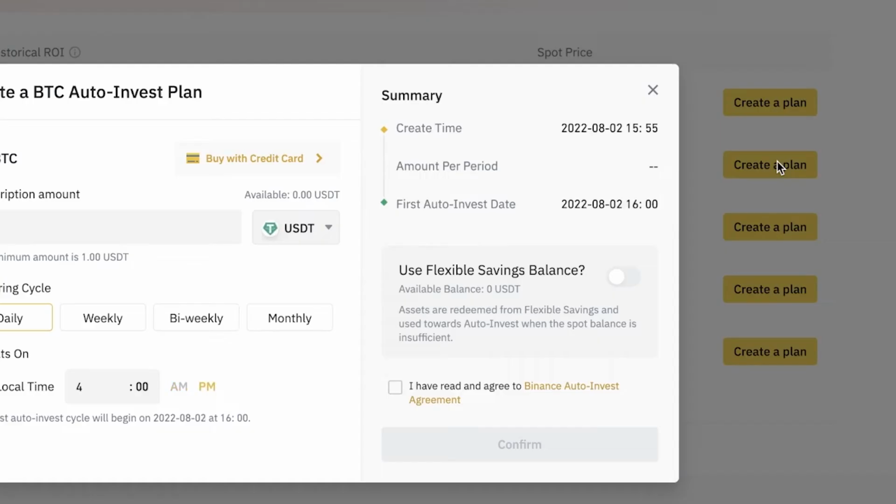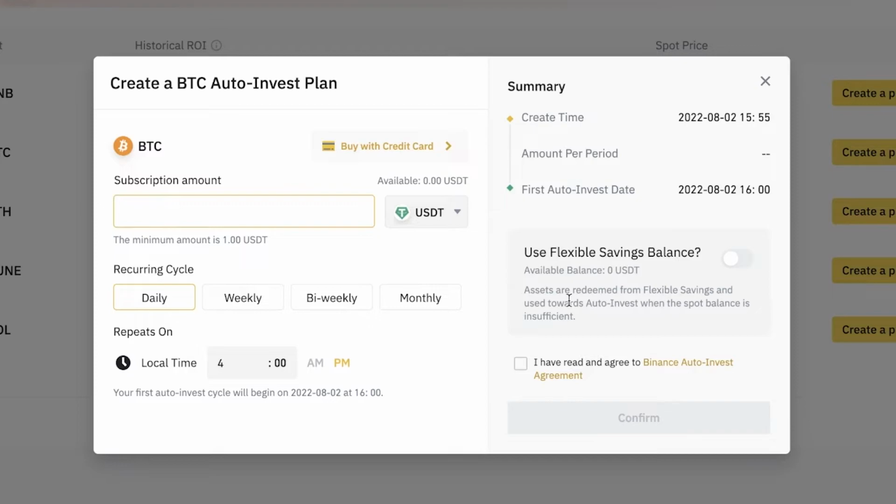You can click on create a plan over here and add the subscription amount. So you can add however much USDT you want to be spending to automatically buy a certain crypto coin, and this will automatically buy that crypto coin. What this basically does is that with the fluctuating prices of crypto, you're actually going to be able to earn money by the lower average price that you're going to get on that crypto token.